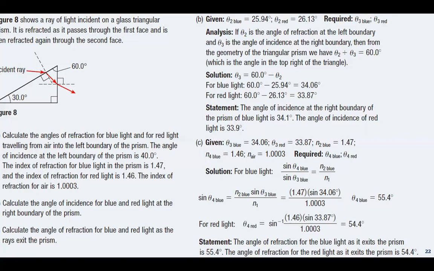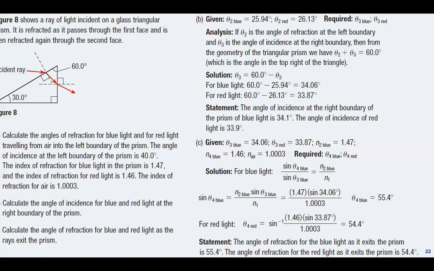So for blue light, we have 60 degrees minus 25.94 equals 34.06 degrees. And for red light, we have 60 minus 26.13 equals 33.87 degrees. So the angle of incidence at the right boundary of the prism for blue light is approximately 34.1 degrees, and the angle of incidence for red light is 33.9 degrees.